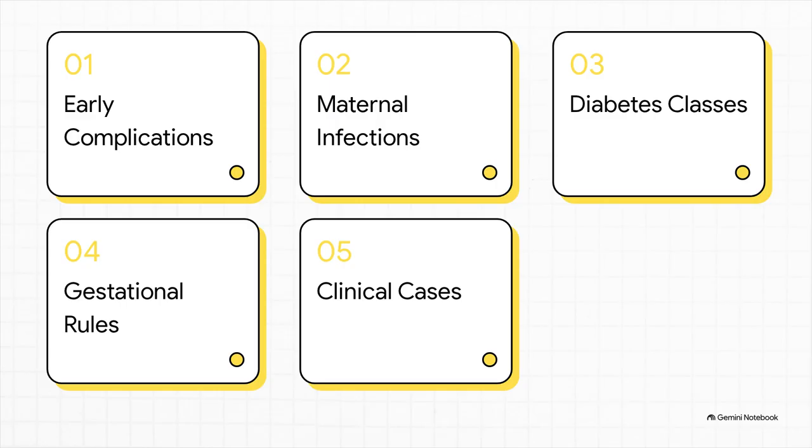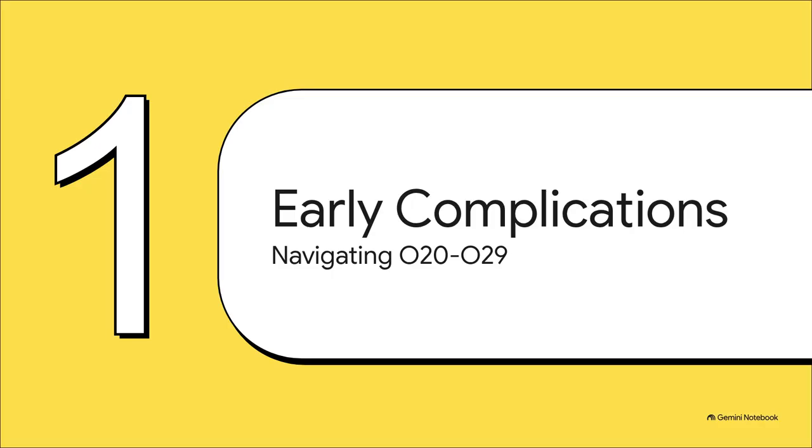Here is our roadmap for today. 1. Early complications. 2. Maternal infections. 3. Diabetes classifications. 4. Gestational rules. And 5. Clinical cases. Section 1. Early complications and screens. Navigating the O20 to O29 block.